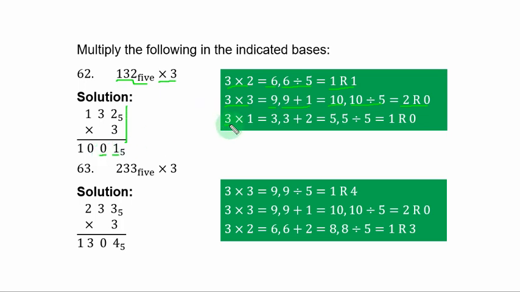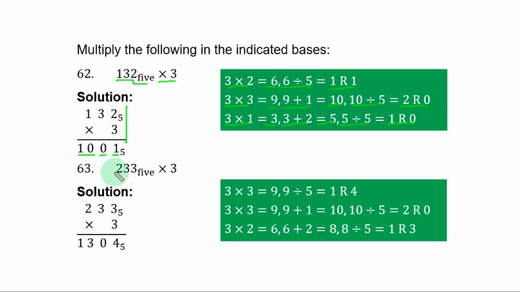Lastly, you have 3 times 1. That is 3. 3 plus the 2 you carried forward is 5. You cannot write 5 down in base 5. So you divide 5 by 5 and you have 1 remainder 0, and it's like 10. And that is the 10 you have here. So your result is 1001 base 5.